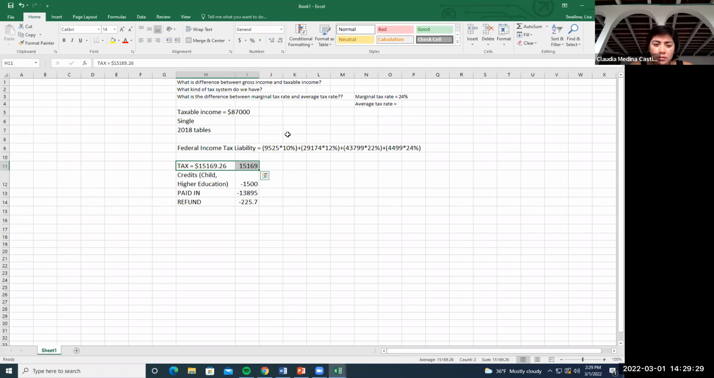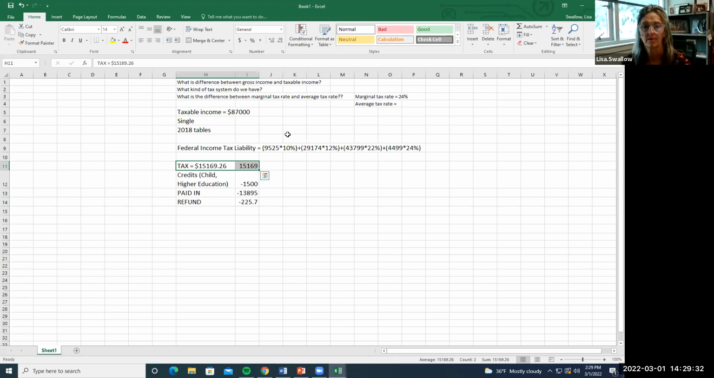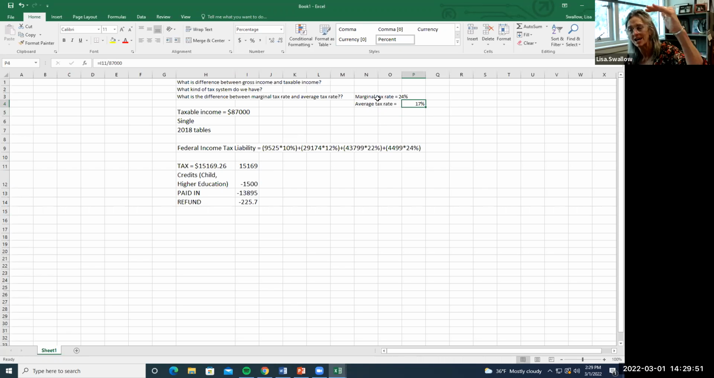17%? Let's see. Average tax rate. 17.4%. It's going to always be less than your marginal tax rate, obviously, because those early chunks of money were taxed at lesser percentages. Okay. We use this for tax planning. We use this for making decisions about earnings or deductions.